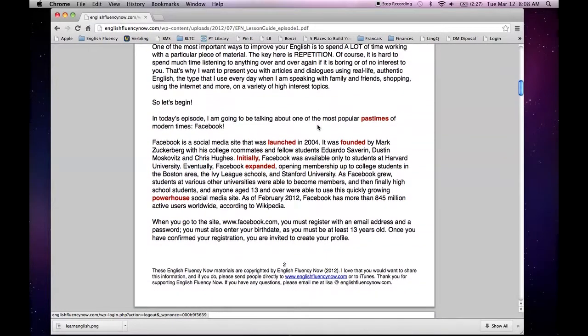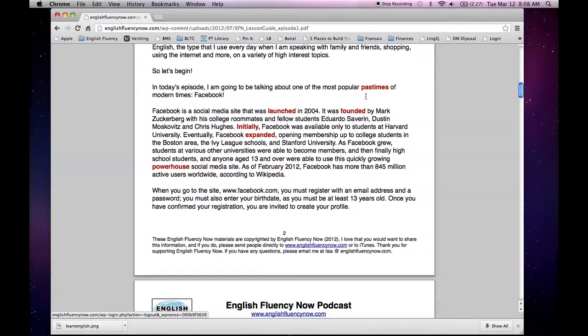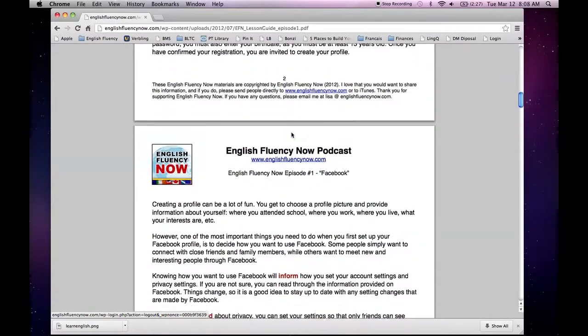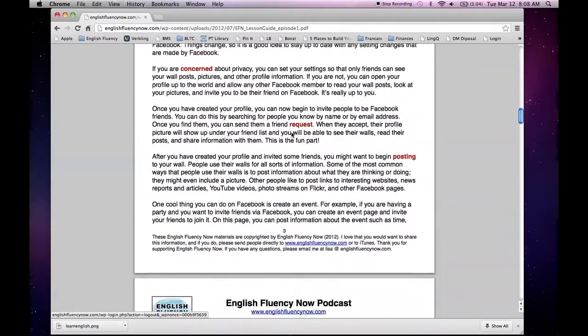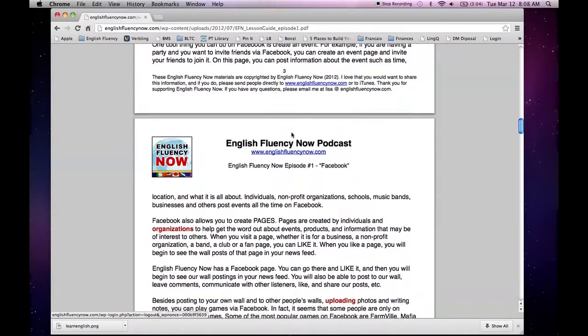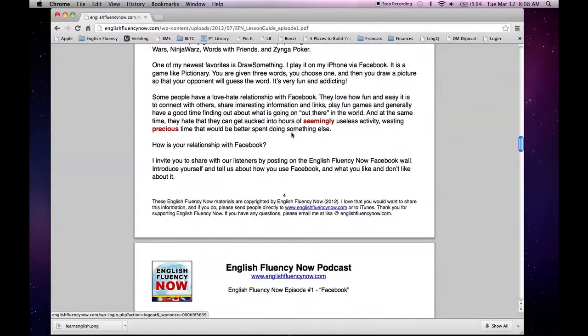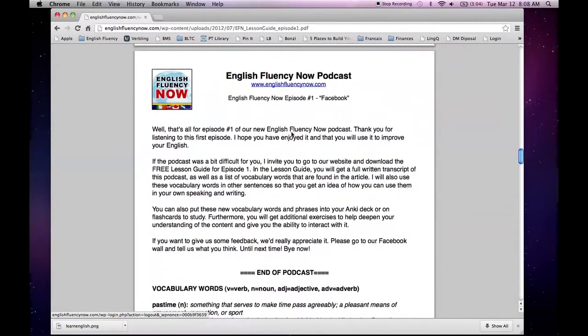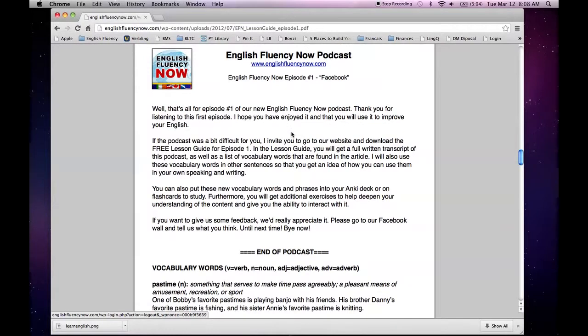If you notice here, I have some words that are in red and they are bolded, and those are the vocabulary words. And so if we scroll down, you can see that the transcript is quite long. It's usually about 5 or 6 pages long. This one is 5 pages. So you have 5 pages of written material, which you also get the audio for free.